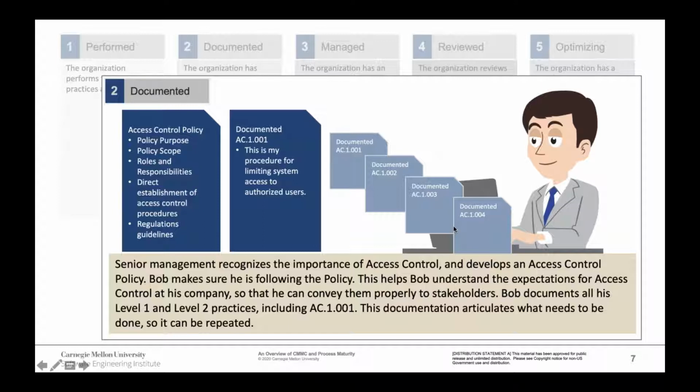So Bob knows that he has to document all of his activities to satisfy the access control policy, and this will include AC 1.001. So at level 2, there's an established policy that includes the scope of that practice, and the practice is documented. The documentation of the practice just ensures that the practice can be repeated. So if Bob moves on to a different role, or if he gets sick and he can no longer perform that practice, somebody can step into his role and complete that practice based on the practice documentation.